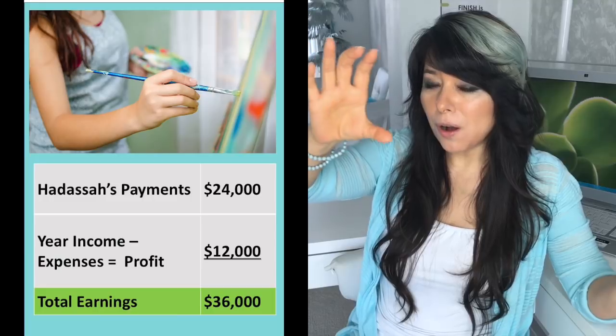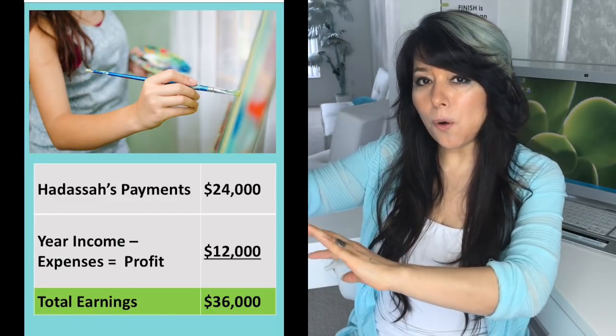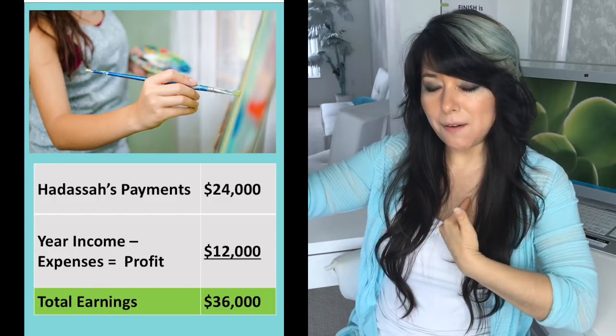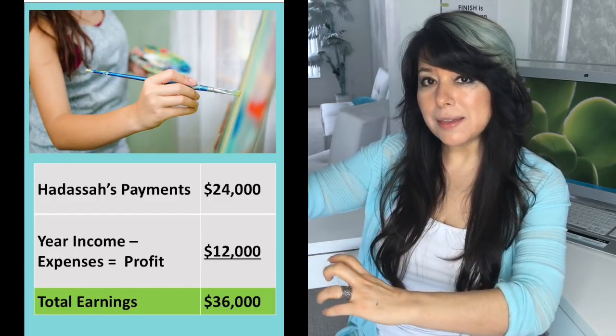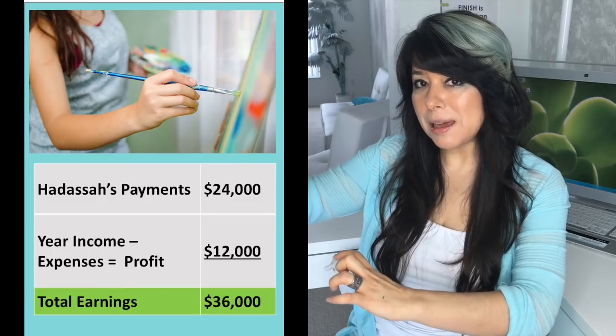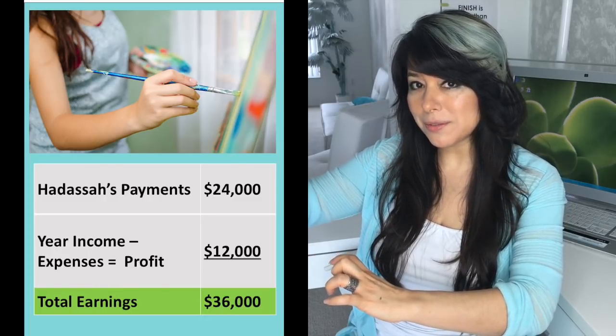Now, to help understand how this all works, I'm going to use the example of a beautiful, wonderful, fun lady. Her name is Hadassah, and she's an artist. She paints pictures. She is single, has no kids, and she decided to pay herself $2,000 every month, which totals $24,000. But at the end of the year, when she did her bookkeeping, after all the income that she received and after all the expenses, including the funds that she paid to herself, let's say that the business realized a net profit of $12,000.